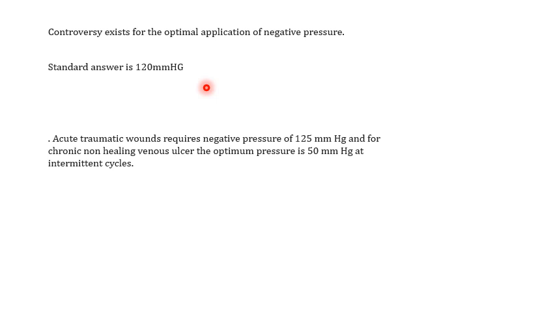Now, if you are really going deeper into the subject, as I told you, the range is from 50 to 125. Which are the wounds which need 125? They are the acute wounds. Which are the ones which need lower negative pressure? They are the chronic wounds. Keep this in mind, but by and large, definitely remember the 120. If your MCQ is going to be a little more difficult level, they might go here.